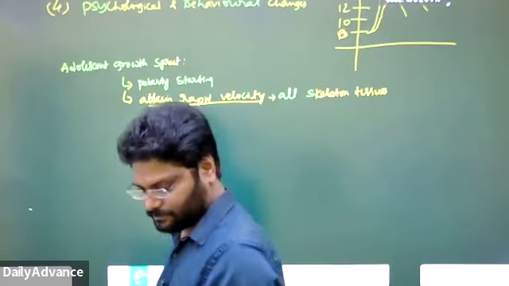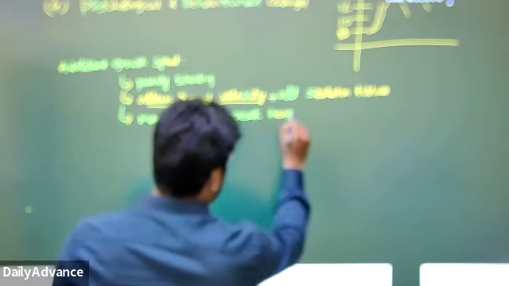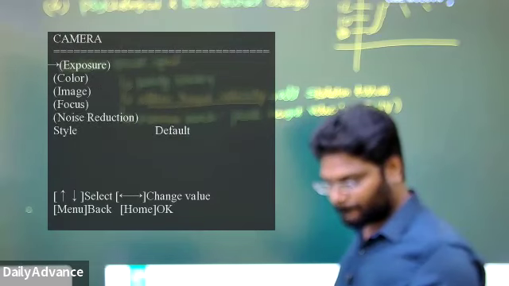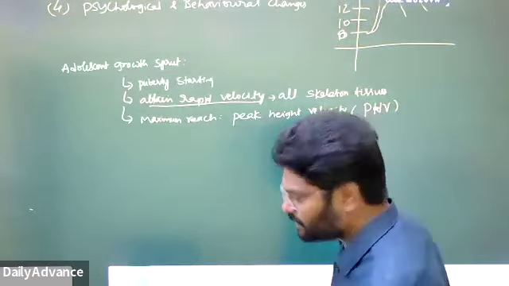So second change you can see, maximum reach. Maximum reach occurs at the peak height velocity. This we call PHV, peak height velocity. Though growth occurs in height and weight over the entire duration, the years in which we observe the maximum velocity we call the peak height velocity.